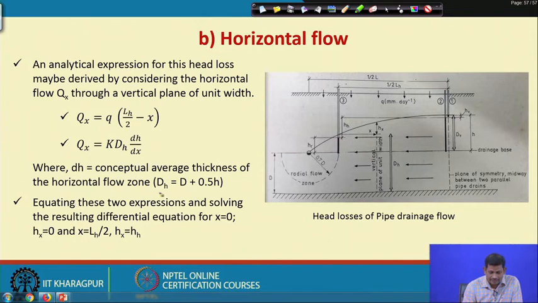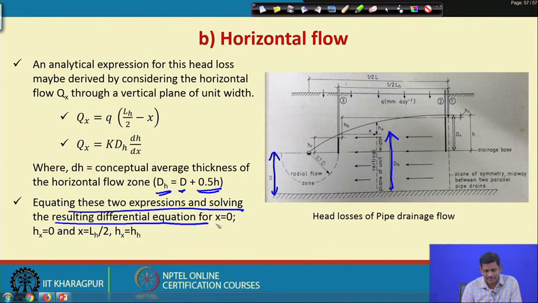Okay, so dH can be written as d plus 0.5 h. So, the dH is identified as the d here plus 0.5 of h. Okay. And also, you have equating these two expressions for solving the resulting differential equation for x equal to 0, h equal to 0; x equal to L H by 2, h equal to h s. So, here, as I said, this is x and this is h.